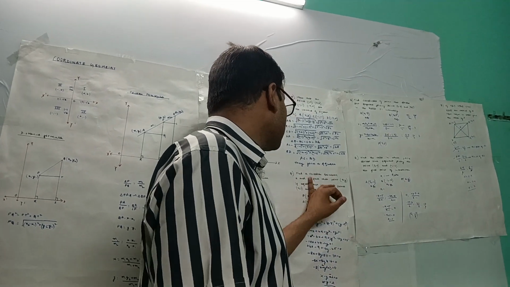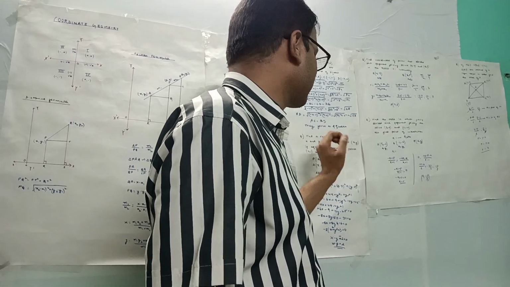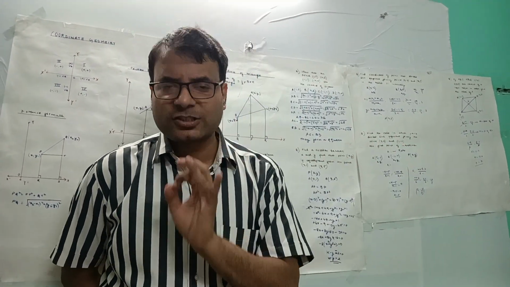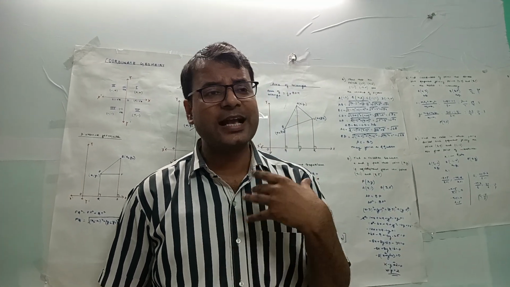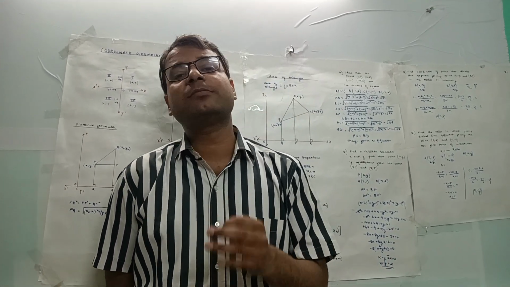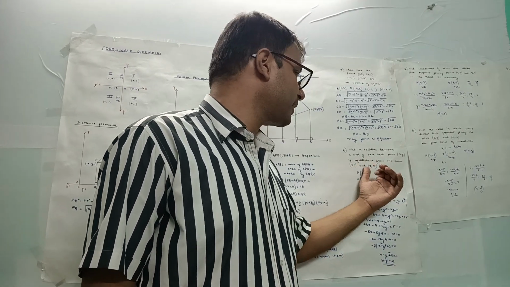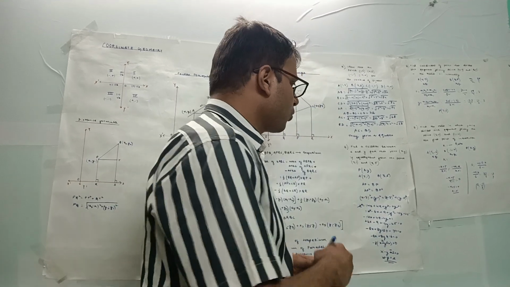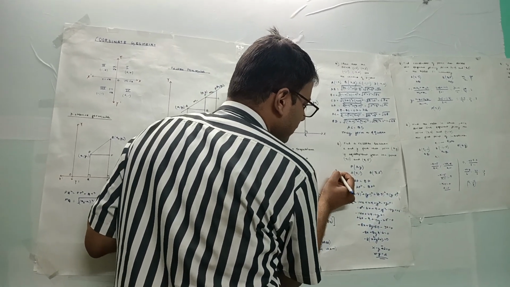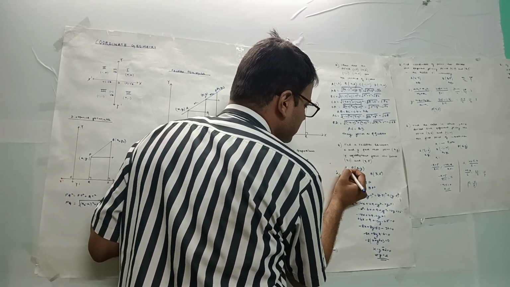Next question: find the relation between x and y such that the point (x, y) is equidistant from the points (7, 1) and (3, 5). A point (x, y) is given. We have to find the relation between the x coordinate and the y coordinate in such a manner that this point is equidistant from the points having coordinates 7, 1 and 3, 5. See, what will happen? Suppose this is a point P (x, y). It is equidistant from this also and this also.